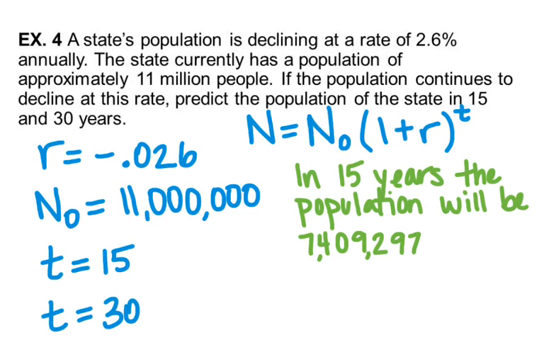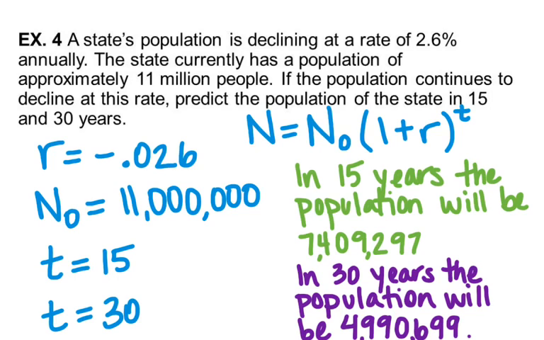And then if you plug in the same information, changing the time to 30 years, the population will be about 4,990,699. Since we're talking about people and population, we don't want to round or use the decimal of any form because you can't have 0.3 or 0.5 of a person. We only want whole people. So anytime you're talking about real objects, we don't need to round up. We'll just leave the whole number as it is.